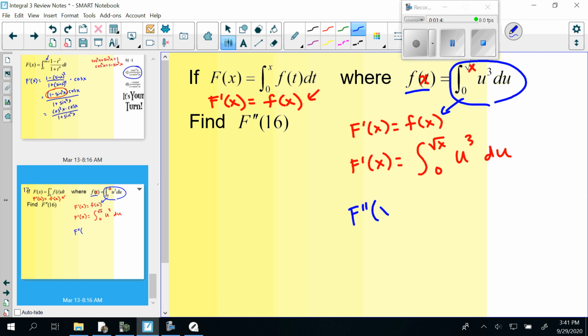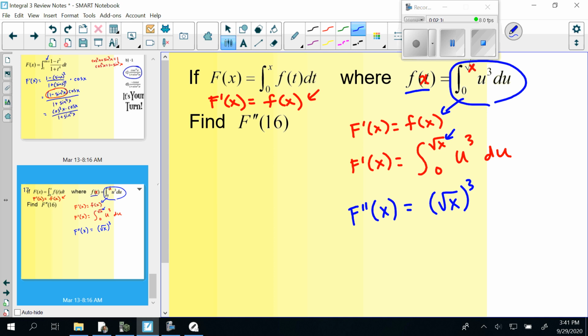So F double prime of x, if we take the derivative of this other side using the fundamental theorem again, that's replacing whatever this variable is with square root of x. So we would get square root of x to the third power. But this is one of those chain rule ones. It's not just x. So what is the derivative of square root of x?